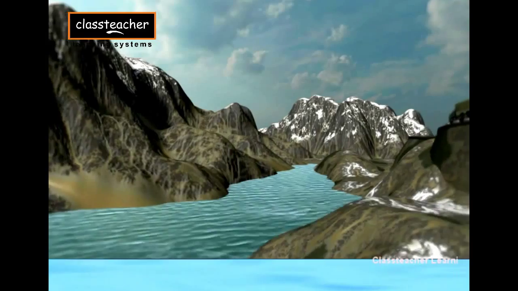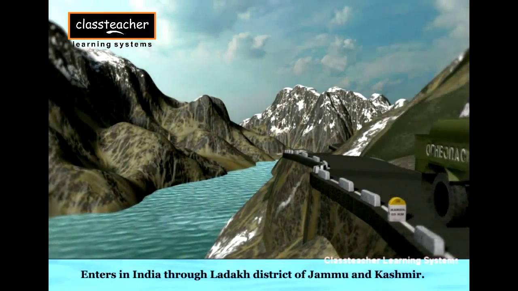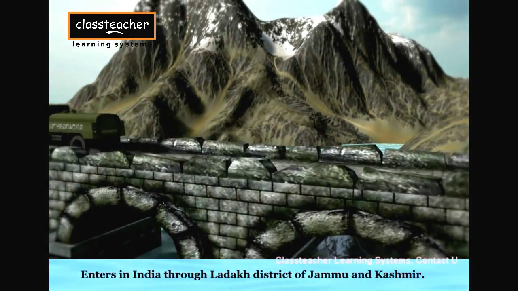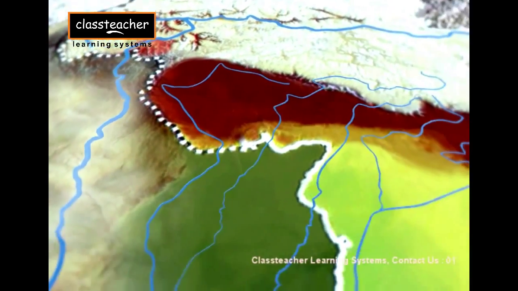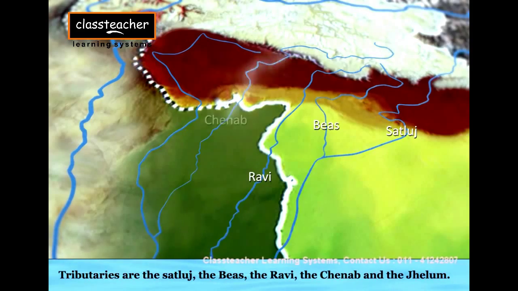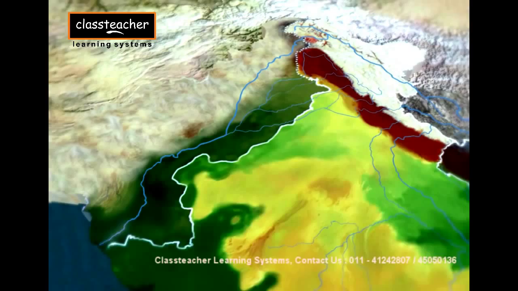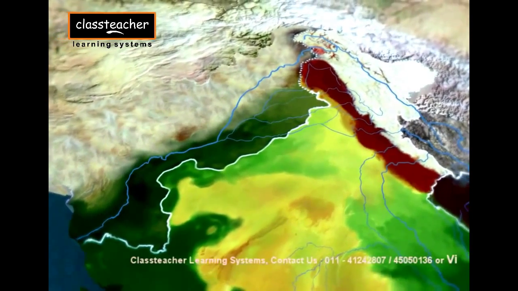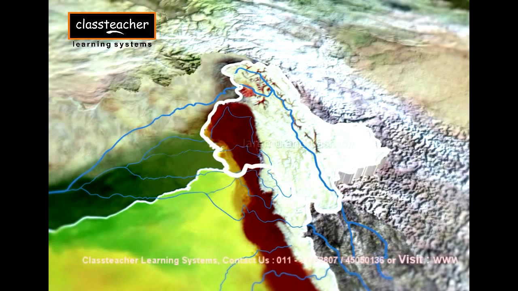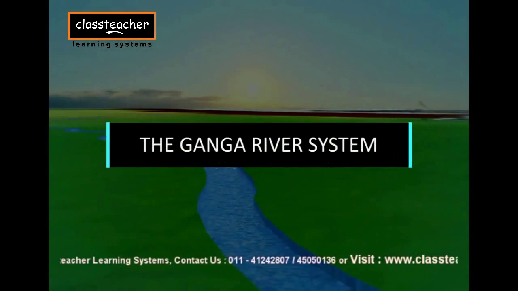Flowing west, it enters India in the Ladakh district of Jammu and Kashmir. Then it cuts across the Ladakh range and enters into Pakistan. The river flows southward and is joined by the Satluj, the Beas, the Ravi, the Chenab and the Jhelum near Mithankot. It finally discharges into the Arabian Sea. A little over a third of the Indus basin is located in India, in the states of Jammu and Kashmir, Himachal Pradesh and Punjab.